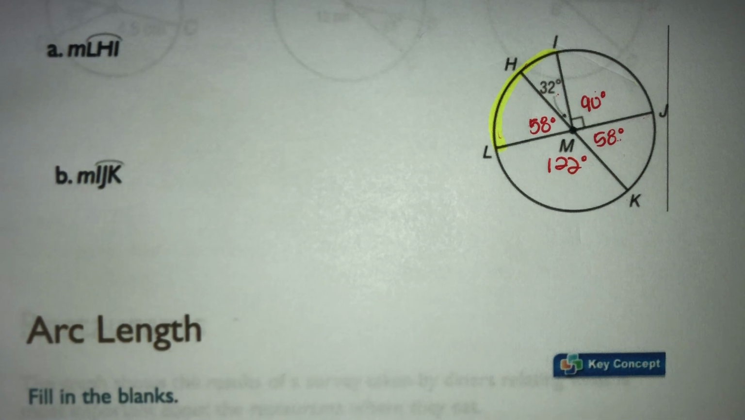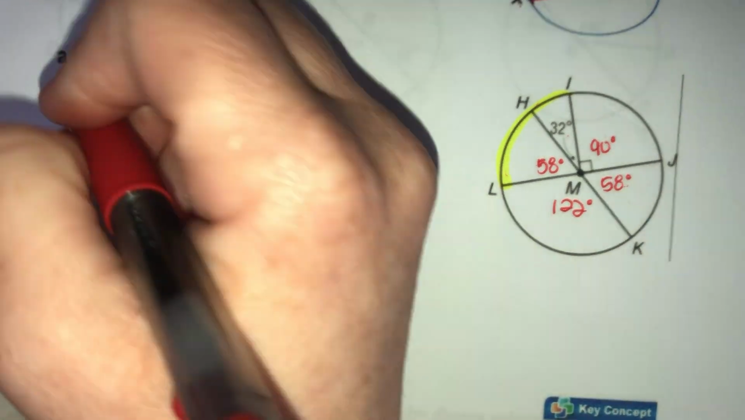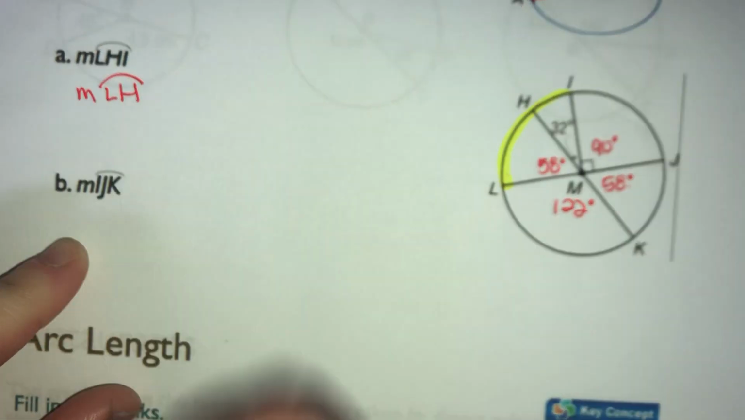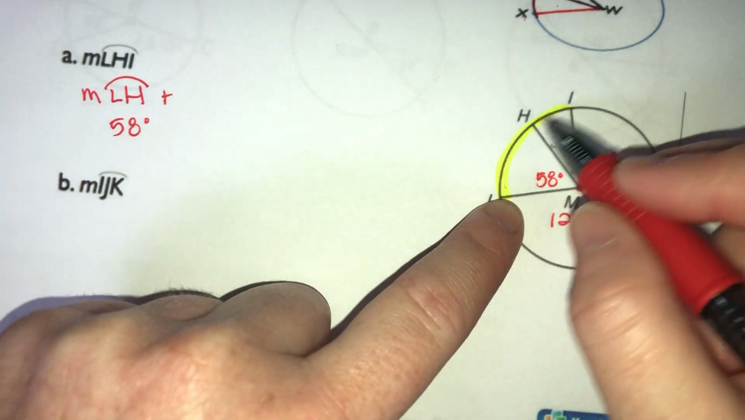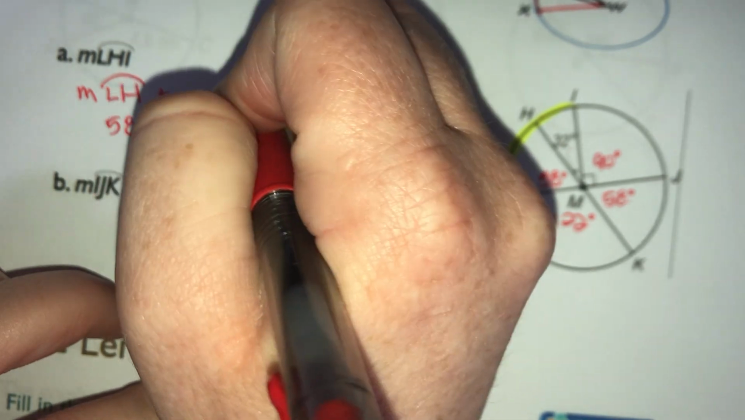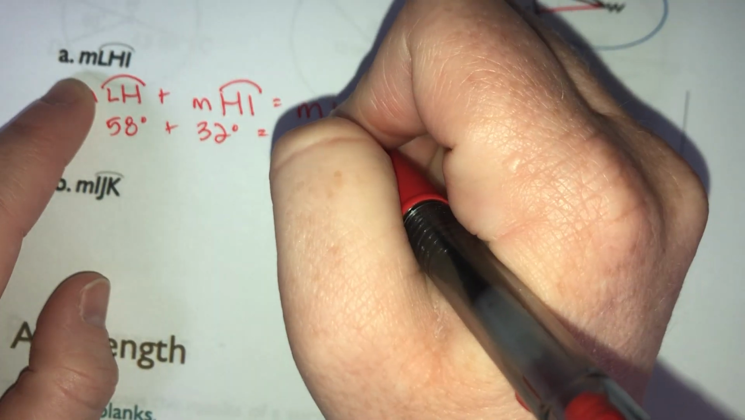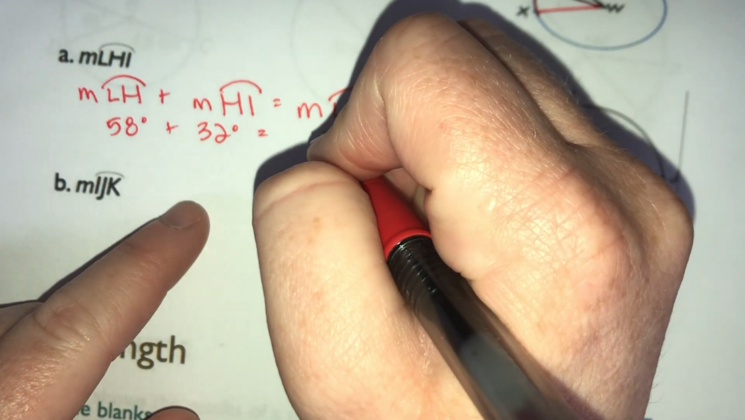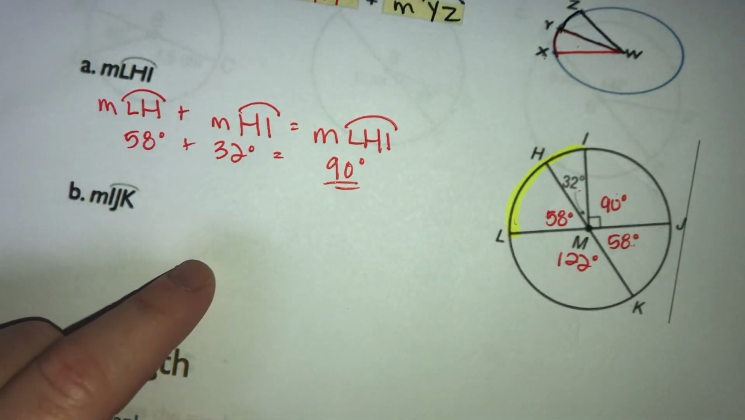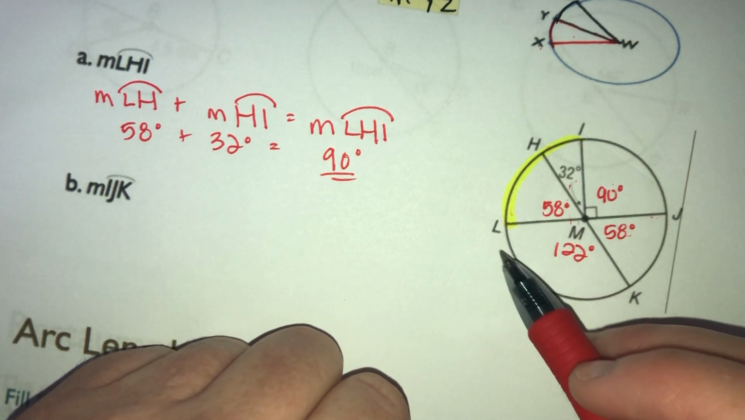So to find the measure of an arc, I'm just going to add two things together. All right, so for the measure of LHI, the measure of LH, which is 58 degrees, plus the measure of HI, which is 32 degrees, equals the measure of the whole thing, LHI, which is 58 and 32 is 90 degrees. And yes, you can look at it and tell that it's 90 degrees, right? We already said this side is 90, so then this side has to be 90, but you have to show your work.